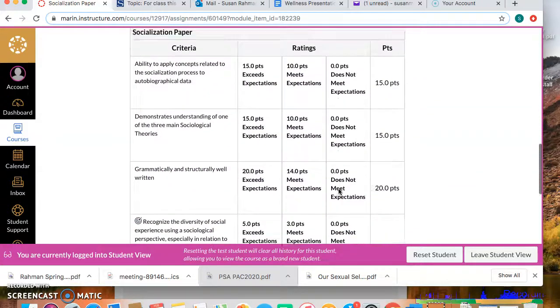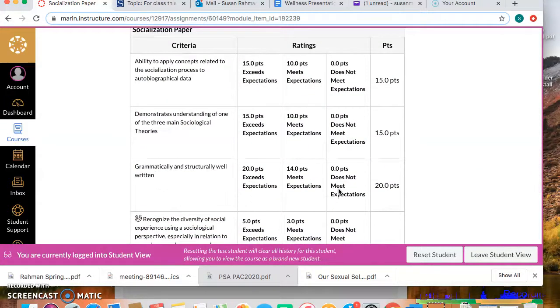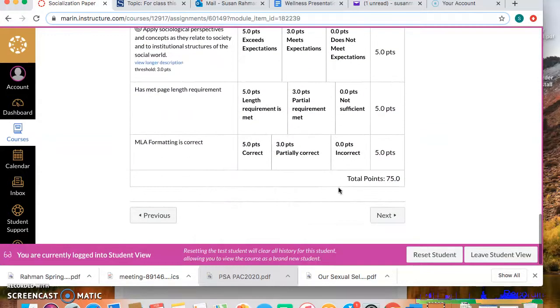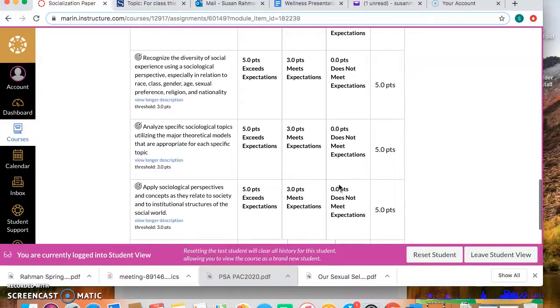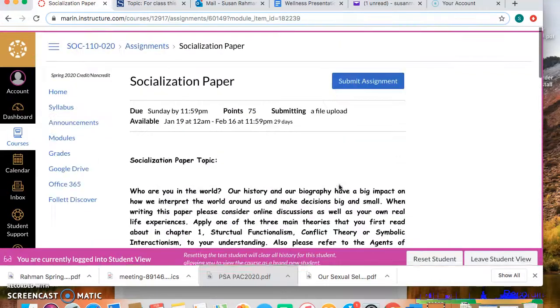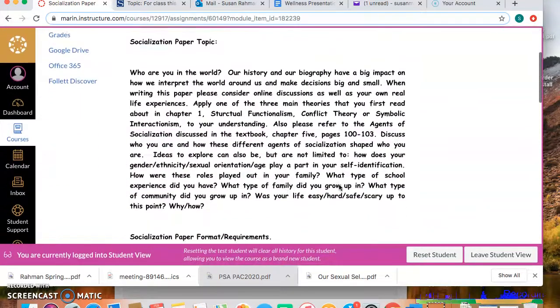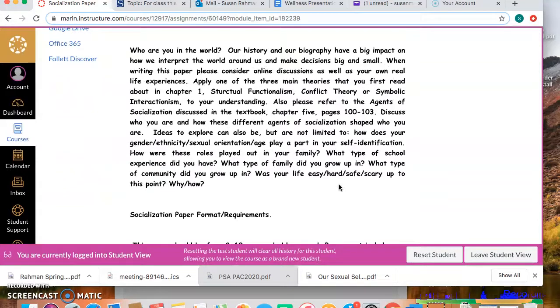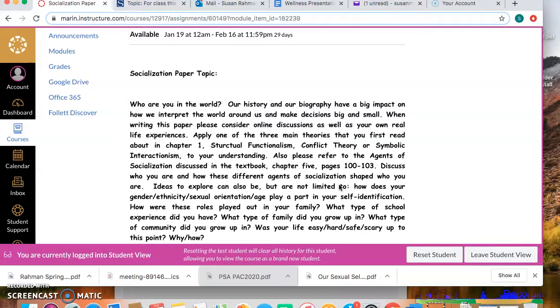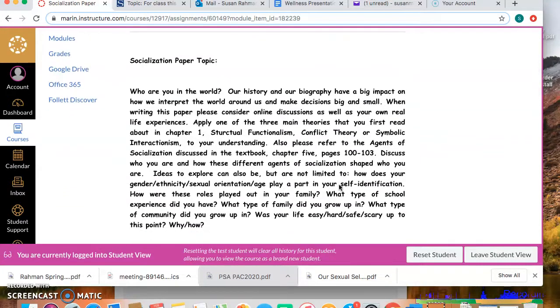And then this is the rubric. So this is what I'm looking for in the paper. So if you're wondering how it's going to be graded, that's for your information. All right. So what makes you you? Kind of an interesting topic, I think. And using sociology to understand yourself and the context of your life and your world.